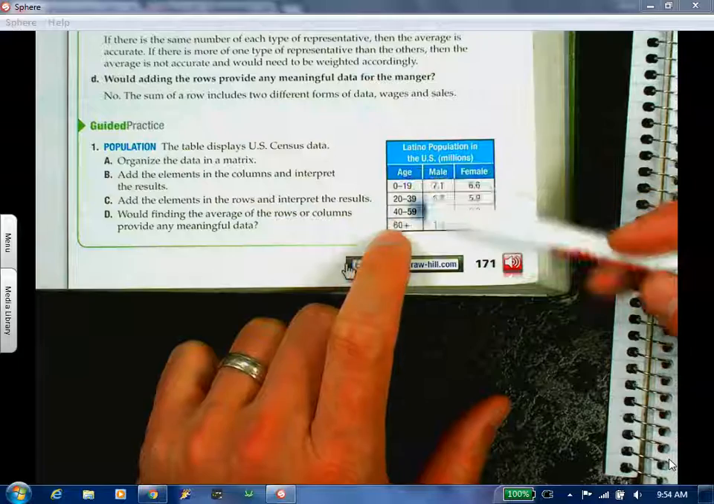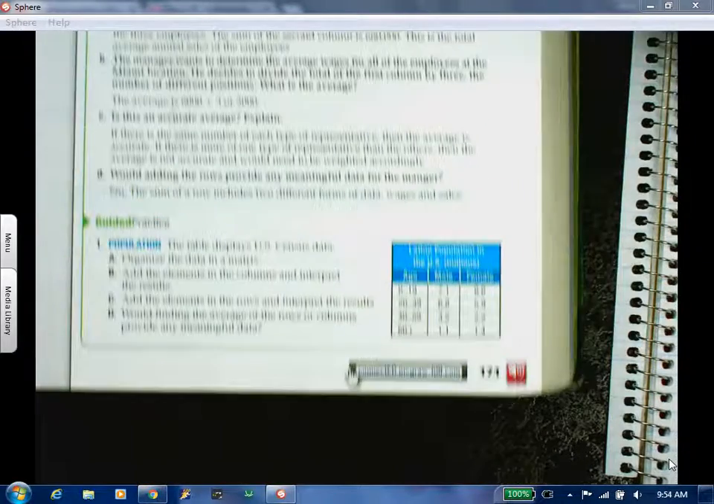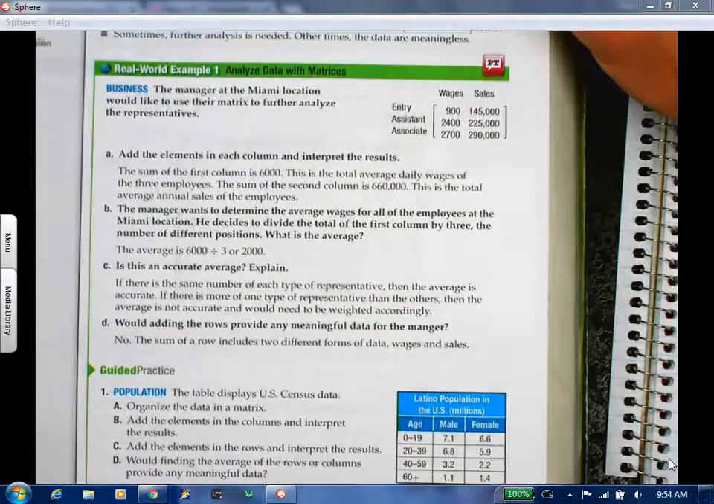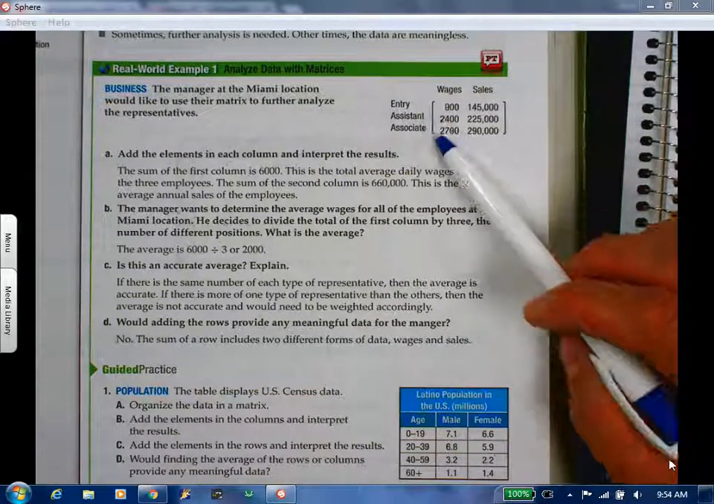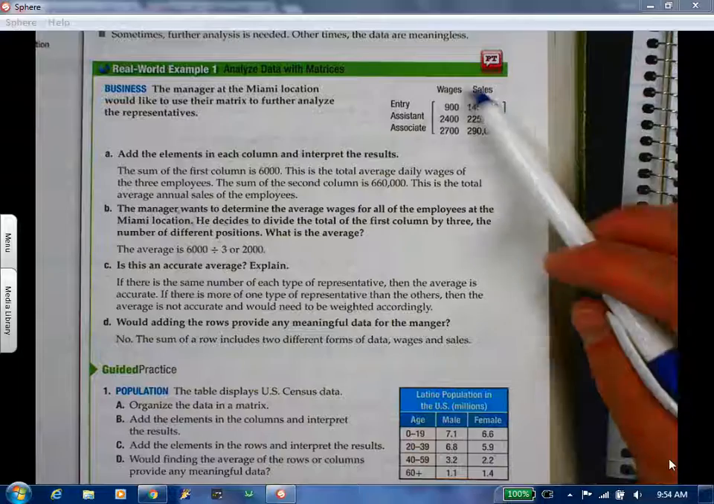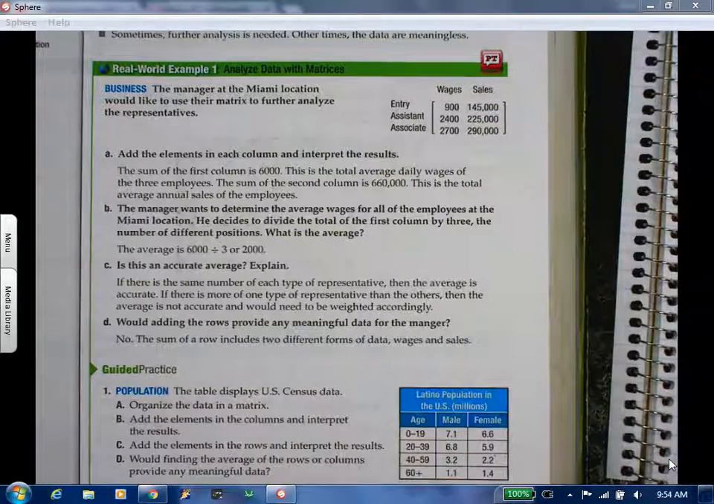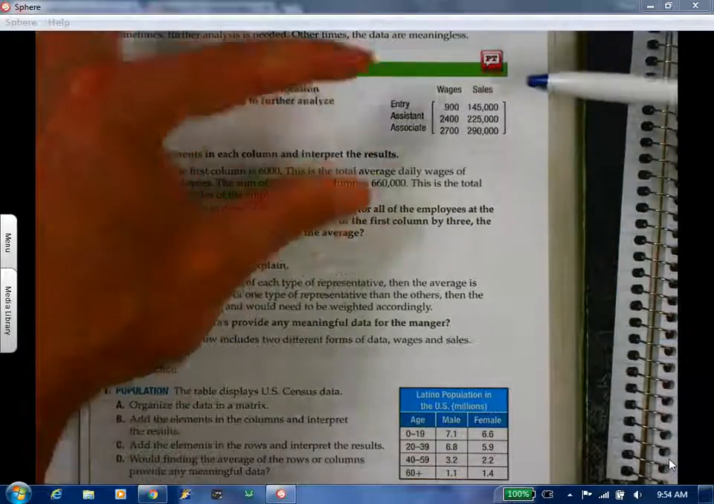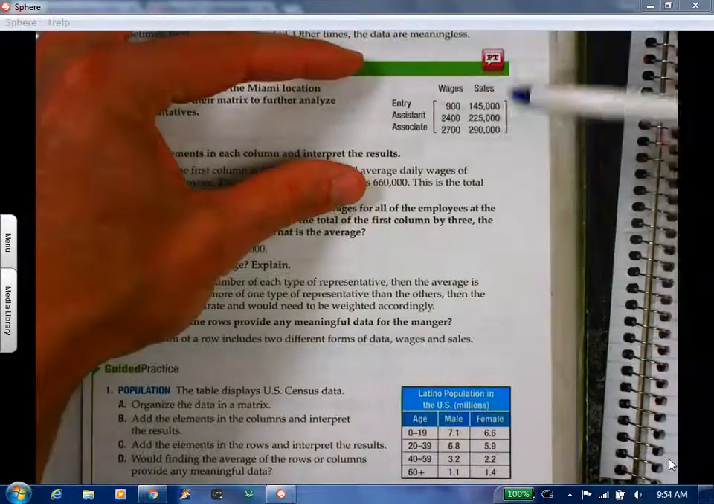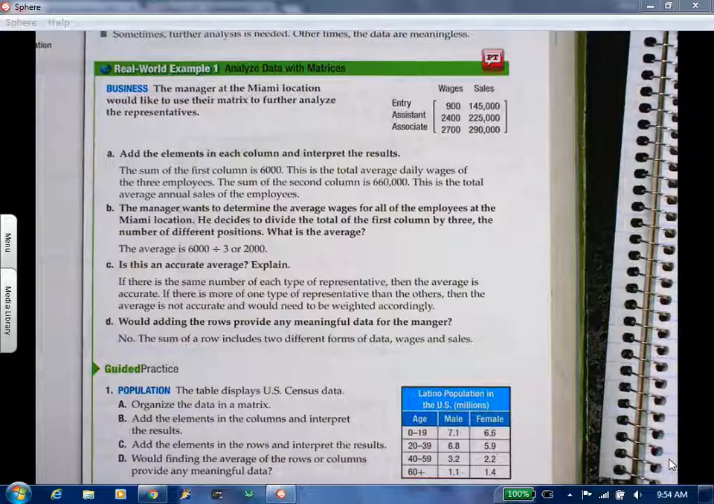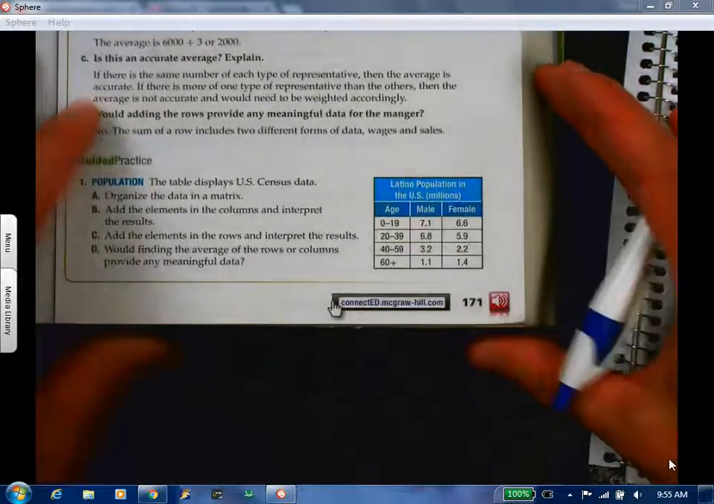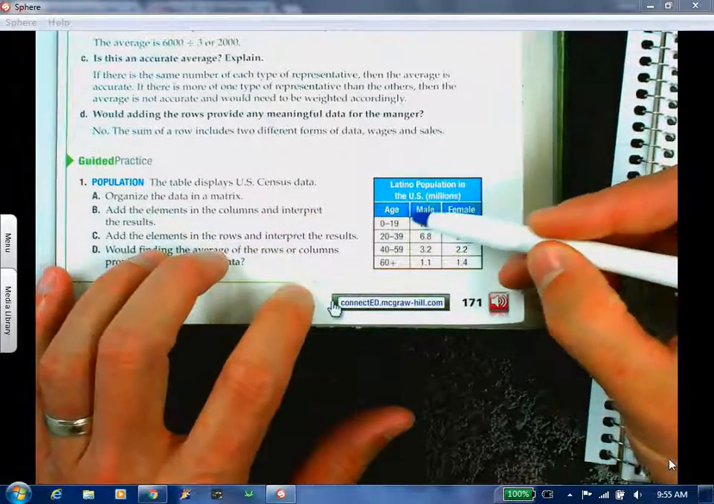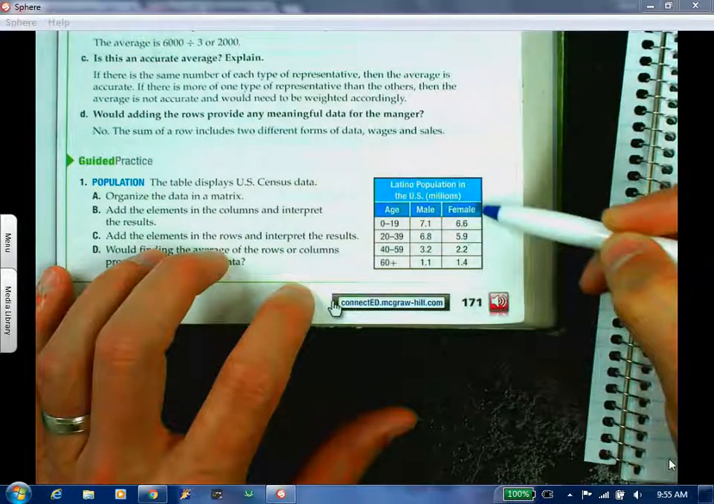If I scroll up here to the example they did in the book, you see how they wrote a matrix. Here's your bracket. They have the data on the inside and their labels on the outside. If you just draw a table around everything, it looks like a table. To draw a matrix out of this, we're basically going to put brackets around the numbers, and the labels can stay the same.